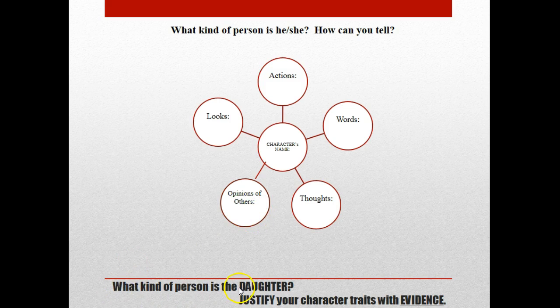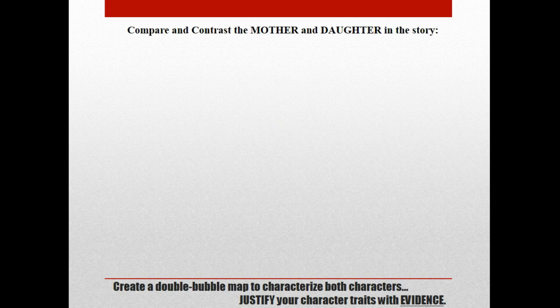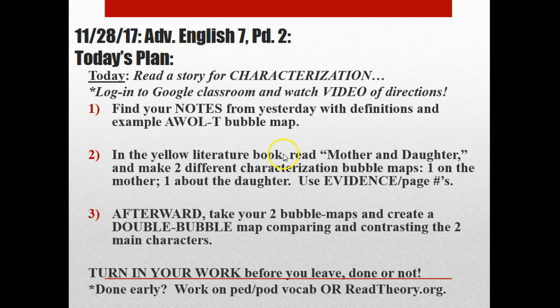And then overall, what kind of person is the daughter? So you need to come up with a judgment overall, positive, negative, and remind yourself, are they static or dynamic, flat or round? Okay? Just like we did yesterday. So one's about the mother, one's about the daughter, and then in the space on the back you can make a double bubble map. There's no set number. It doesn't have to be 3 in the middle or whatever. Just look for things that are similar about the two characters and look for things that are different. So that's kind of your job today.